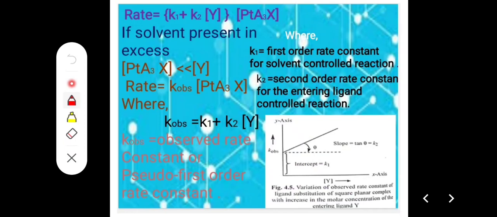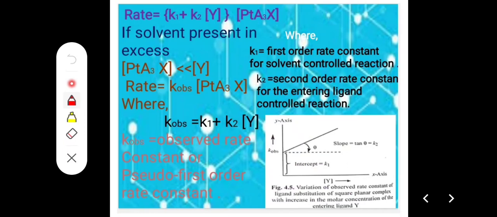But if the nucleophile concentration is large and in excess, in that case the concentration of nucleophile is also taken as constant. So in that case we can say k_obs [Pt(A3X)], I mean k_obs equals k1 plus k2[Y]. And k_obs is the observed rate constant or pseudo first order rate constant.